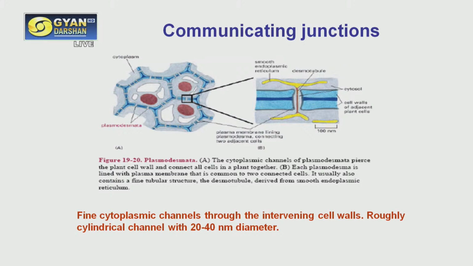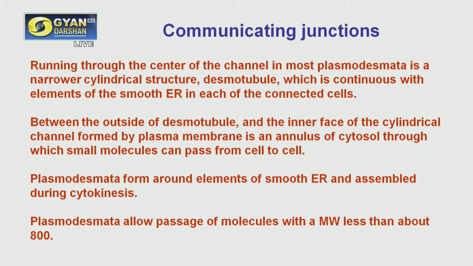So this is a cylindrical channel with 20 to 40 nanometers in diameter. So this is the description. As you can see, through the center of the channel is a narrower cylindrical structure, the desmotubule, which originates from the smooth endoplasmic reticulum. Between the outside of the desmotubule and the inner face of the cylindrical channel, there is an annulus of cytosol through which small molecules can pass.